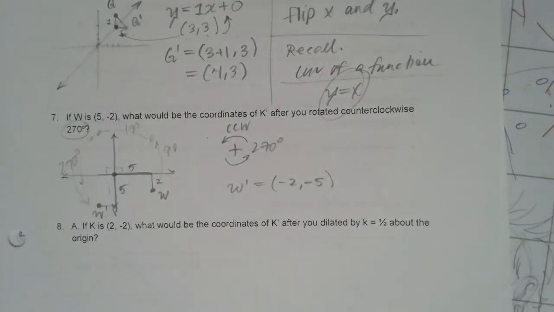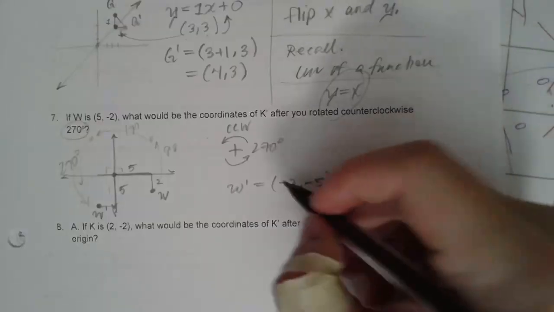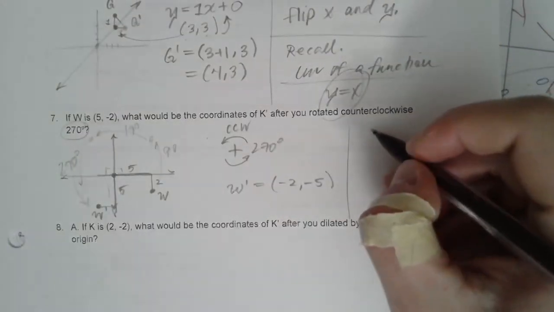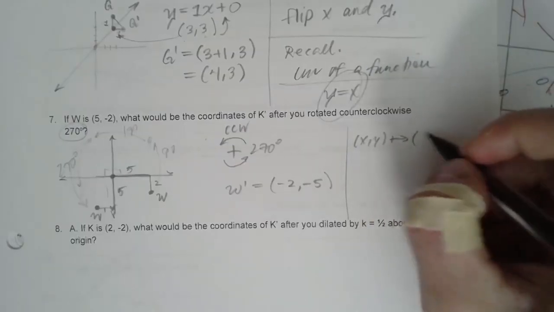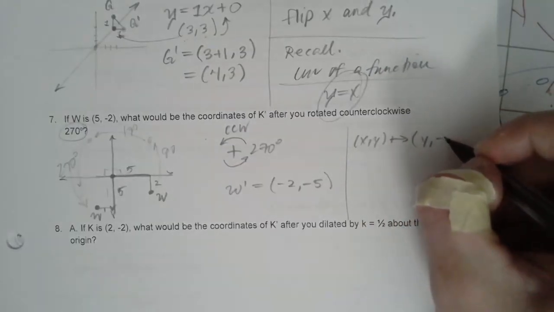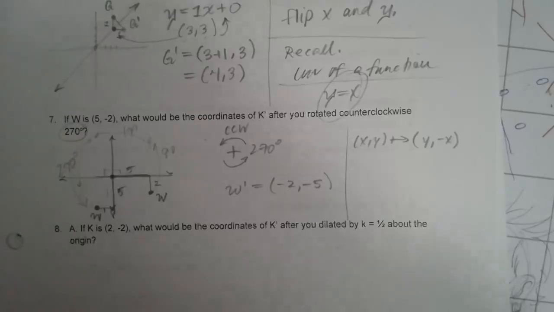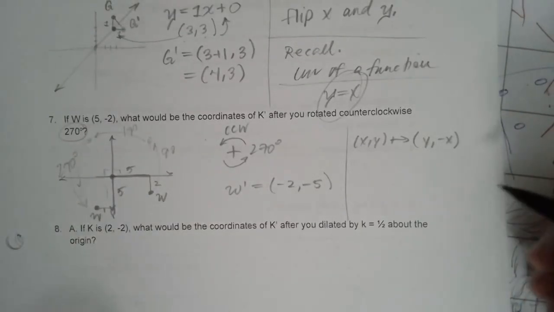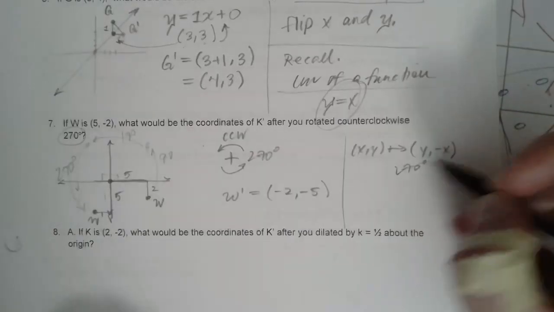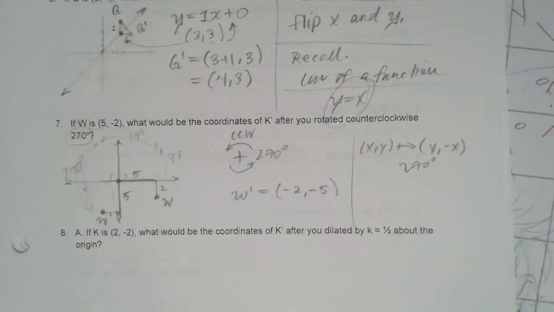Alright? So, what you do here, if you want to rotate 270 degrees counterclockwise, essentially you flip the x and y's. So I guess you could say xy maps to, and this would be y, negative x. Very nice. Very, very nice. If you just want to memorize a rule. But this only works for 270 degrees. You've got to learn a new one for 180, 90, and the other ones.